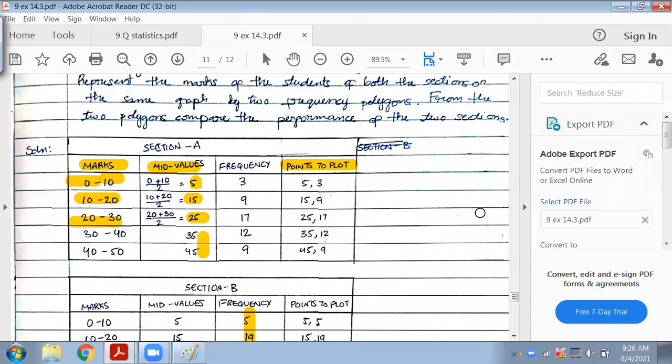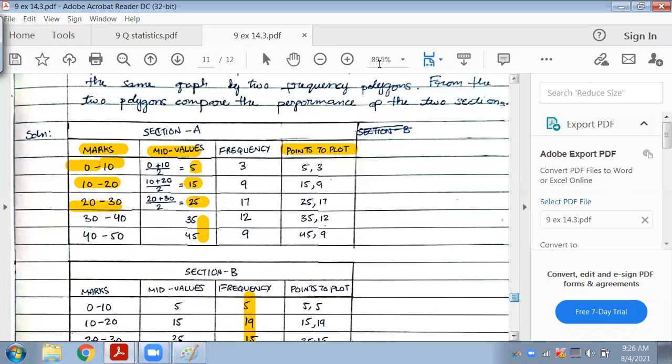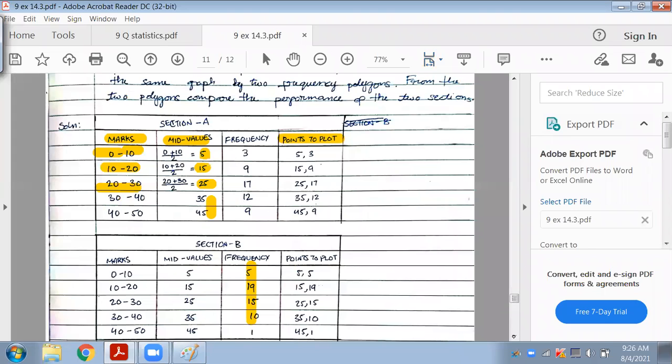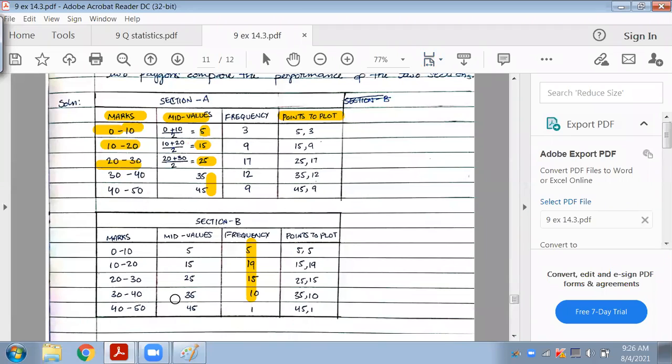So on the rule page, draw this table. Then same thing for section B also. We're going to take the marks. Marks means the class interval. From the class interval, we find the mid values.